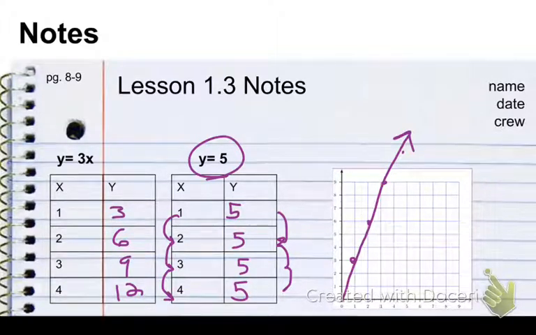Sure it does. If I graph that, let me use a different colored marker here. Well, when x is 0, what's y? 5. When x is 1, what's y? 5. When it's 2, it's 5. When it's 3, it's 5. When it's 4, it's 5. No matter what, it's always 5.